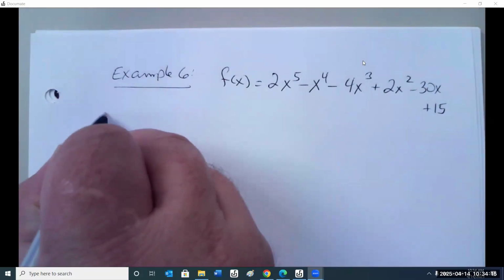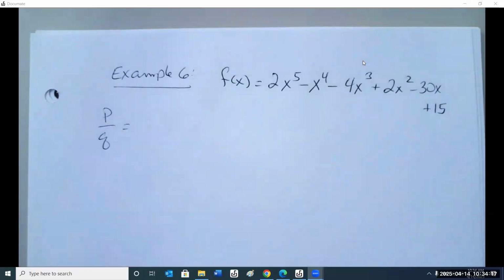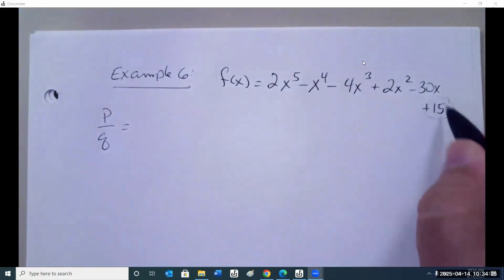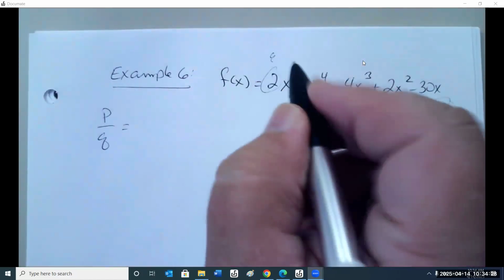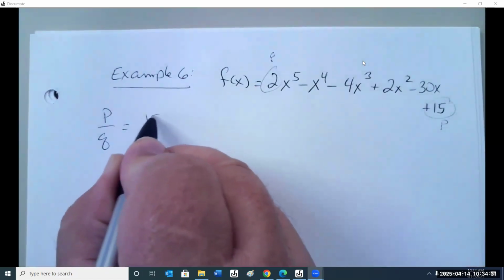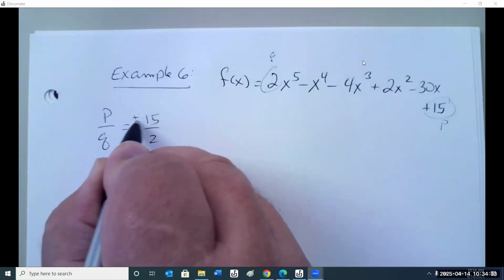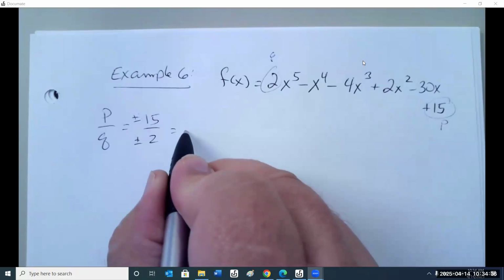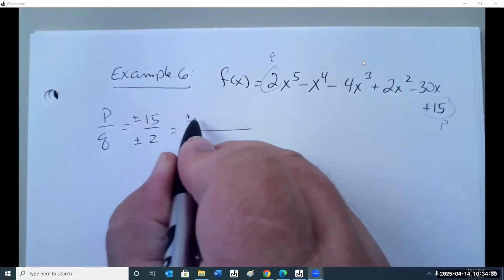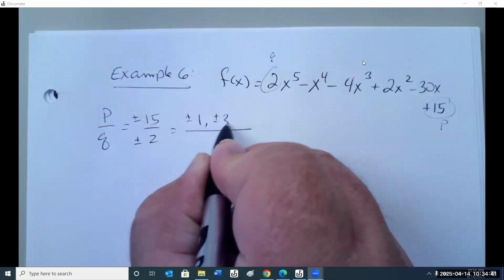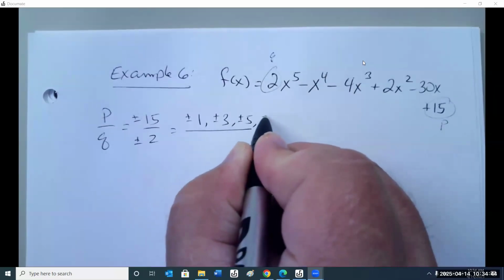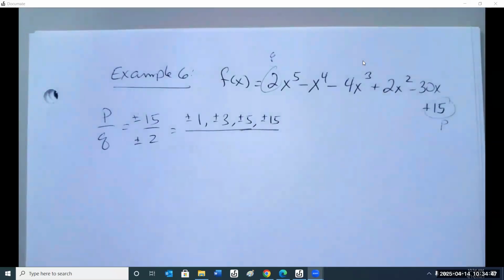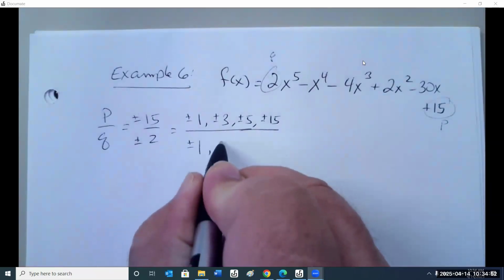So what we have to do, remember, it's P over Q. Remember, this is P and this is Q. So we have 15 over 2. What are the factors of 15? 1, 3, 5, and 15. 15 and 1 is a factor as well. And of 2, it's 1 and 2.